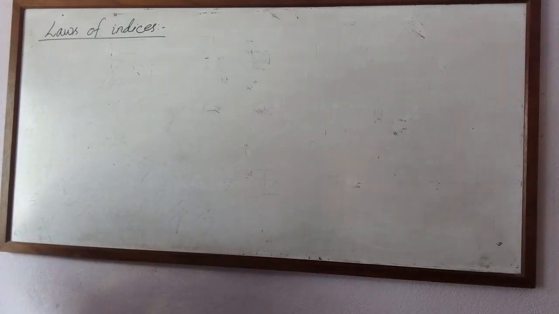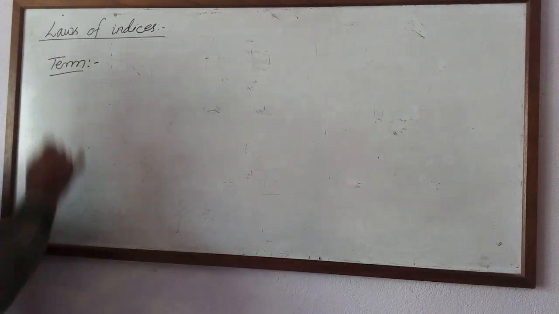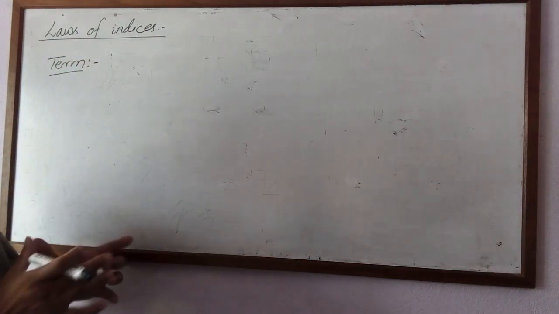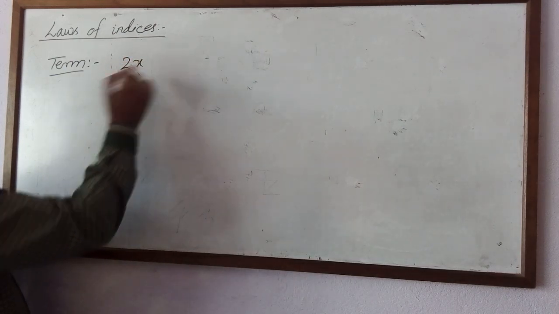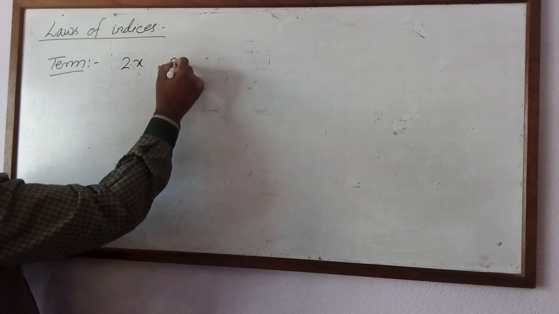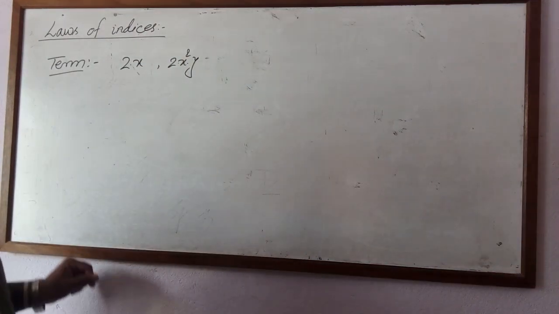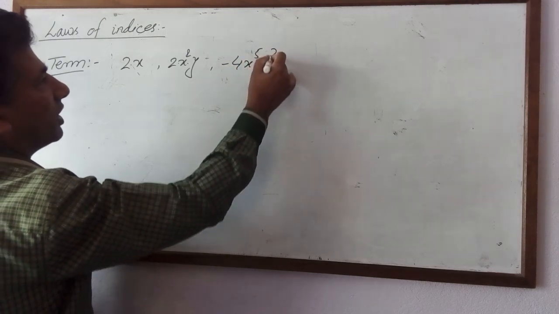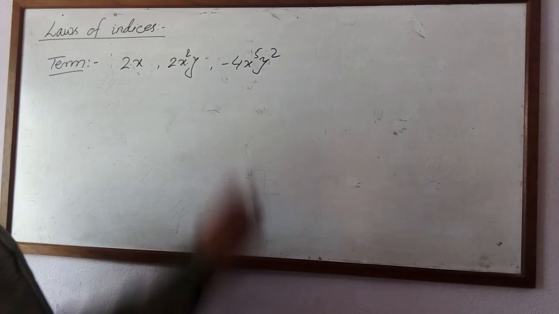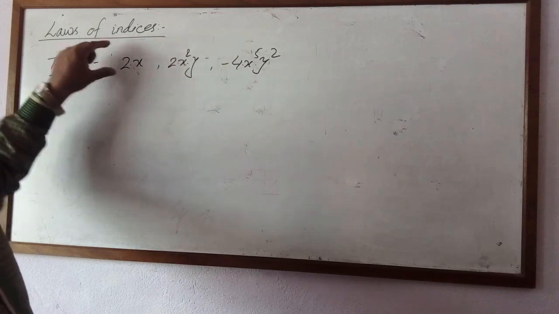First of all, you have to understand the meaning of term. What is the meaning of term? If there are constant numbers or variables, and in between them there is multiplication, for example 2 times x, 2x, this is also a term. 2x square y is also a term, because in between them there is a multiplication sign. Similarly minus 4x 5y square is also a term having two variables, and in between them there is multiplication. These are called terms.